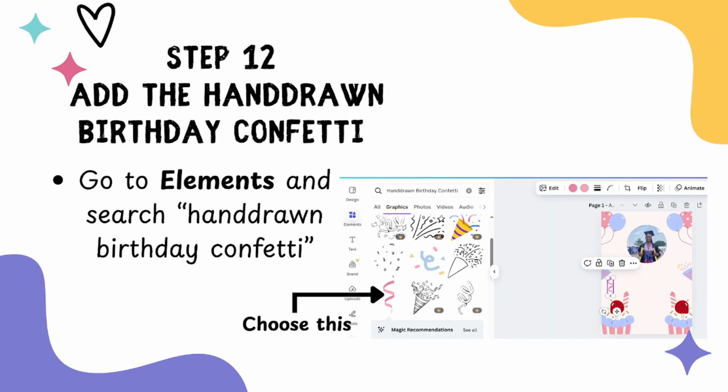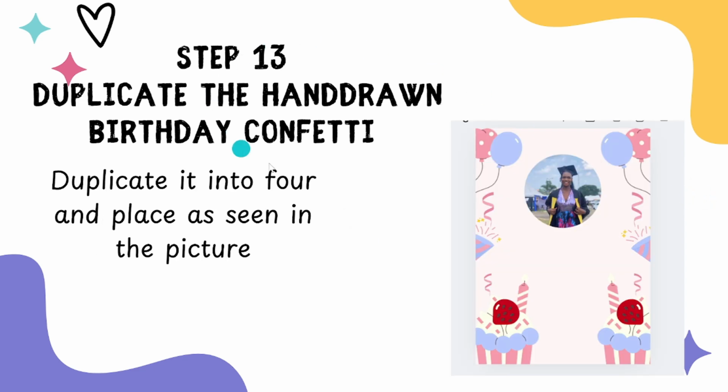So once we are done doing that, we will add a hand-drawn birthday confetti. This right here, we'll add it here, and then we'll duplicate it into 4. Duplicate it into 4. 1, 2, 3, 4, and place it like we see in this picture.